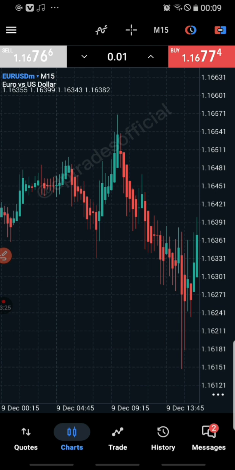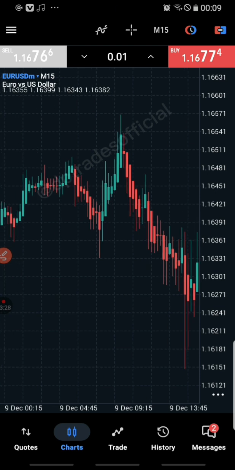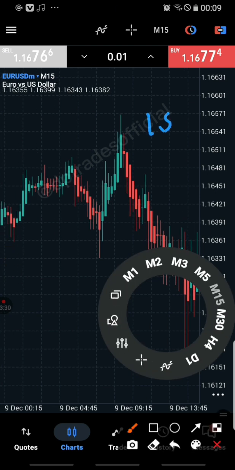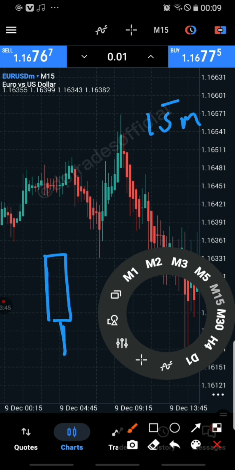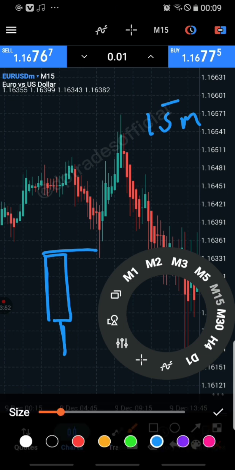Now note we are on the 15-minute time frame. What are we looking for? I would like you to take your interest to candles, any candle that looks like this. You see, flat head, then has a wick under. From the way I've drawn it, this would normally be a red candle.